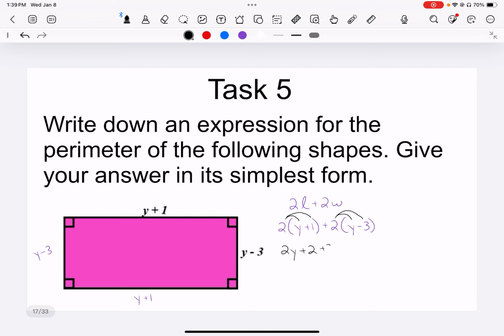2 times y is positive 2y. Positive 2 times negative 3 is negative 6. Now I combine my like terms. 2y and a positive 2y is 4y. Positive 2 minus 6 is negative 4.